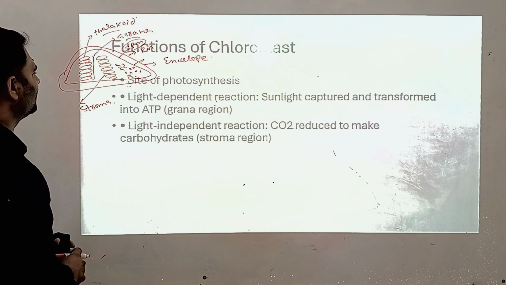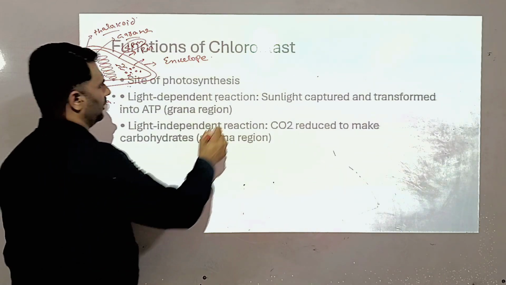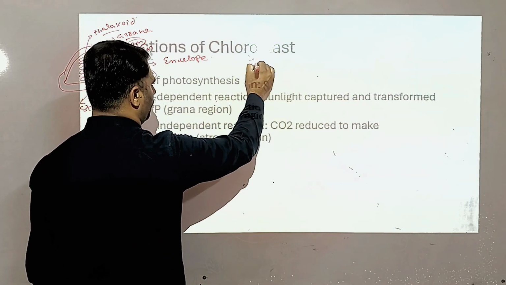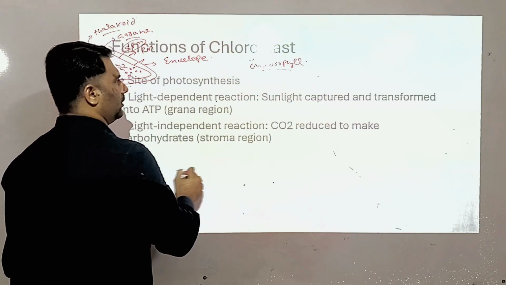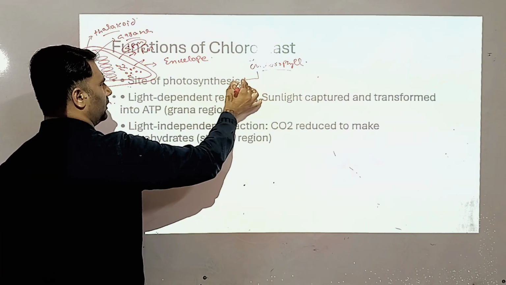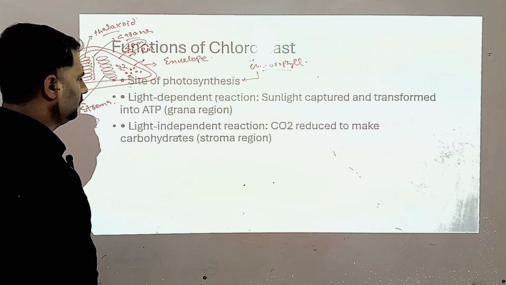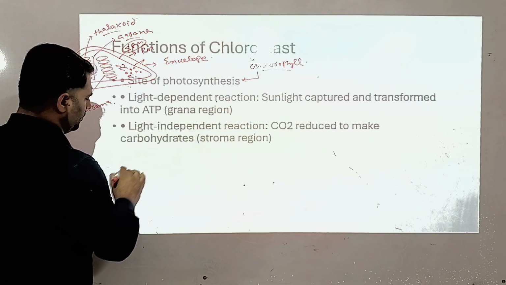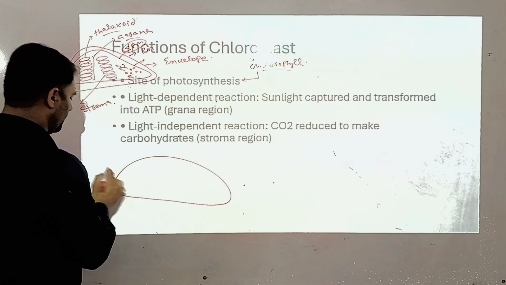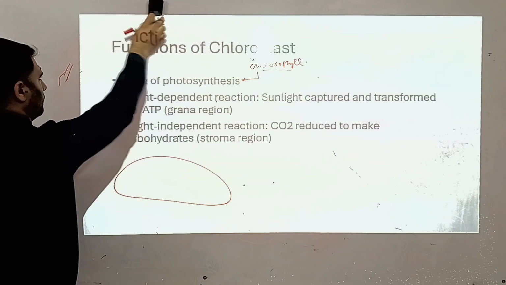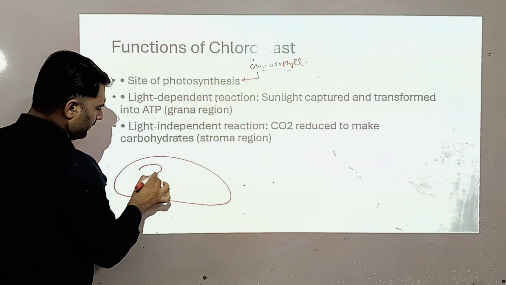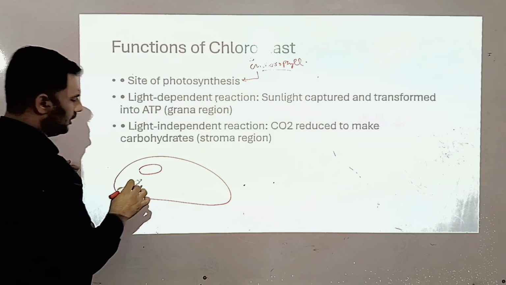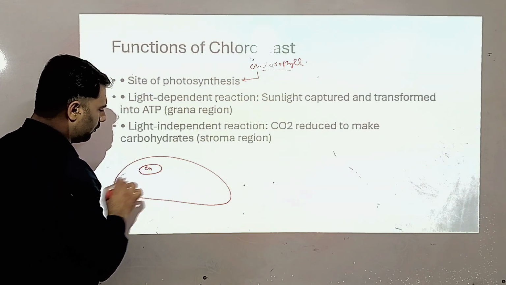Functions of chloroplast: the site of photosynthesis. The chloroplast consists of the chlorophyll, and the chlorophyll is responsible for the photosynthesis. So, for example, this is a chloroplast, and I am only drawing a single thylakoid. And this is a thylakoid, and the thylakoid will contain the chlorophyll.